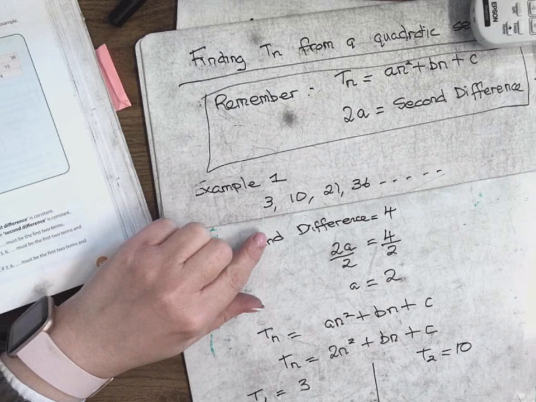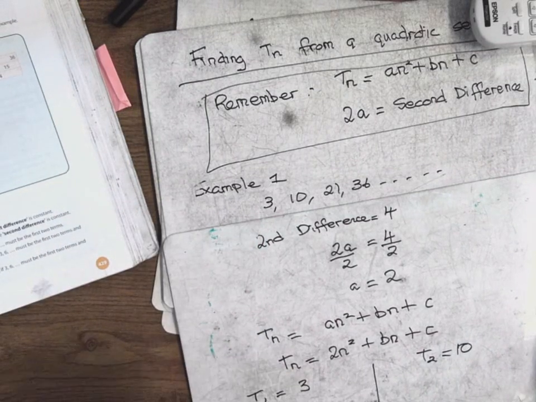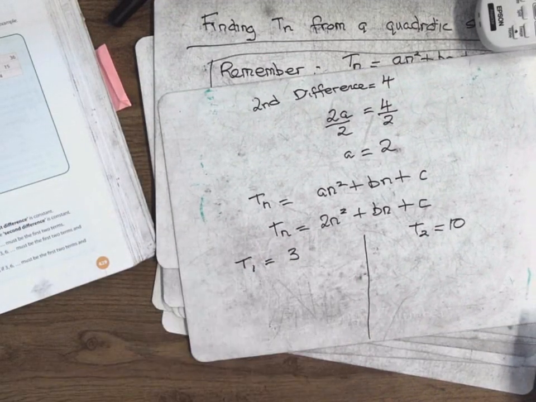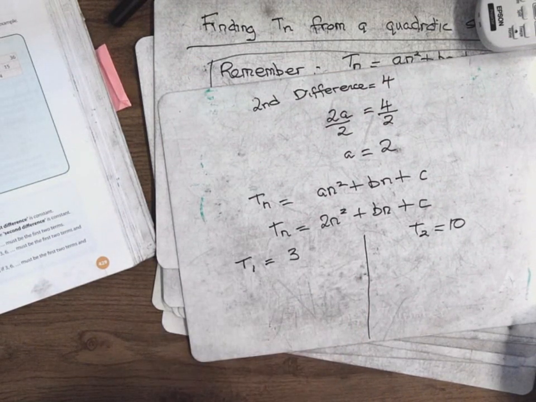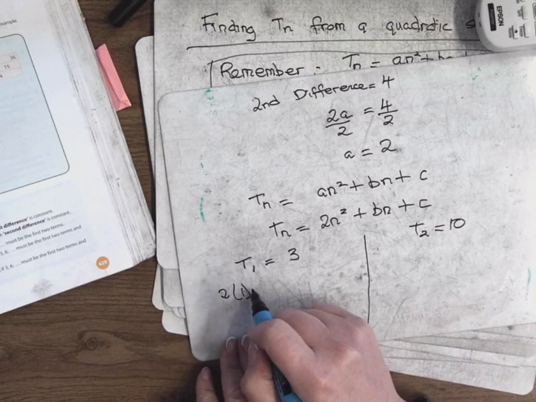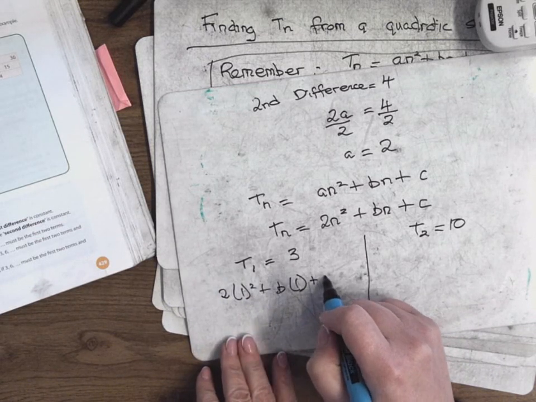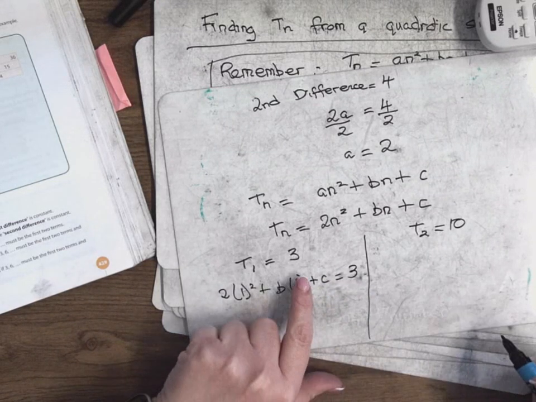Agreed? How do I know that? They told me it. They gave me the sequence. So I know what term number 1 is, and I know what term number 2 is. For term number 1, everywhere I see an n, what will I put in? 1. What answer will I get? 3. So it's 2 times 1 squared plus b times 1 plus c, and I know the answer is going to be 3, because that's what term number 1 is.